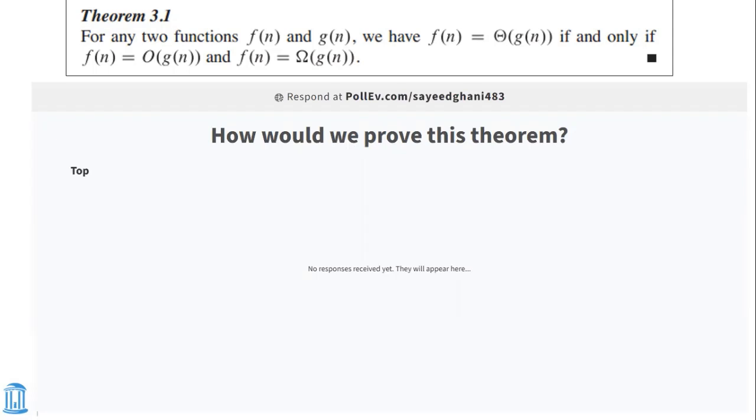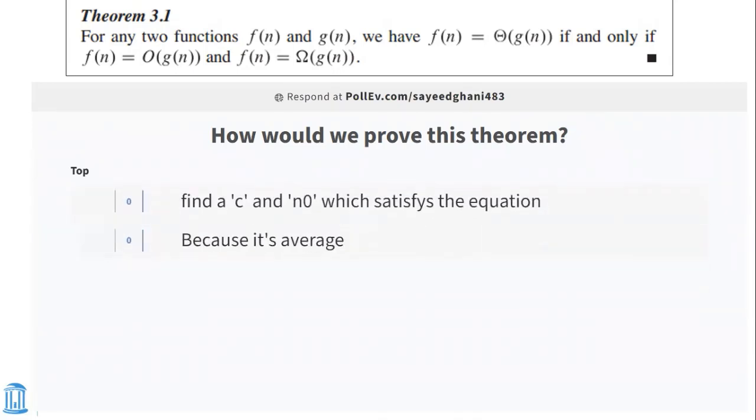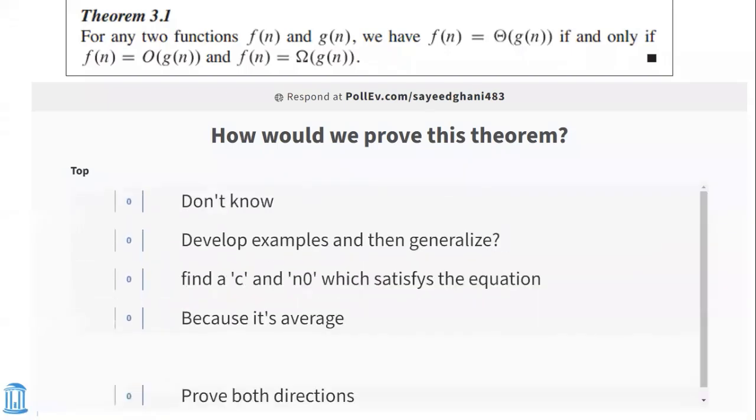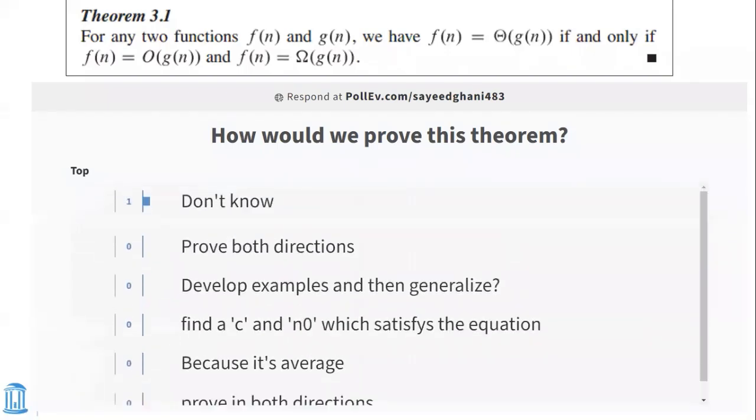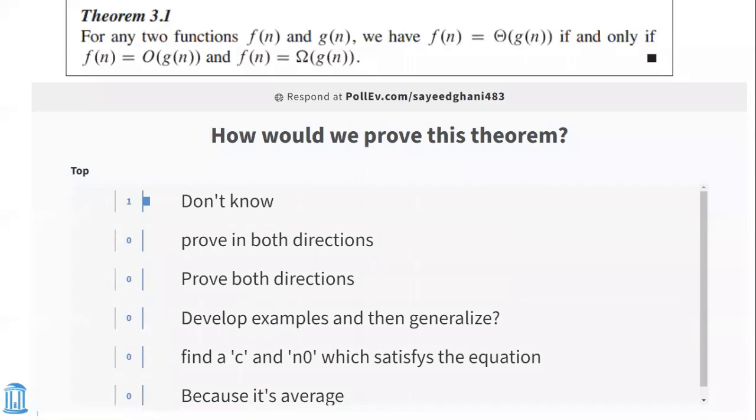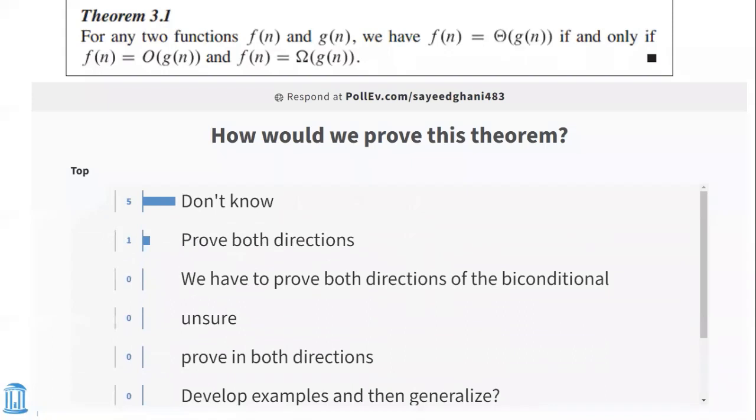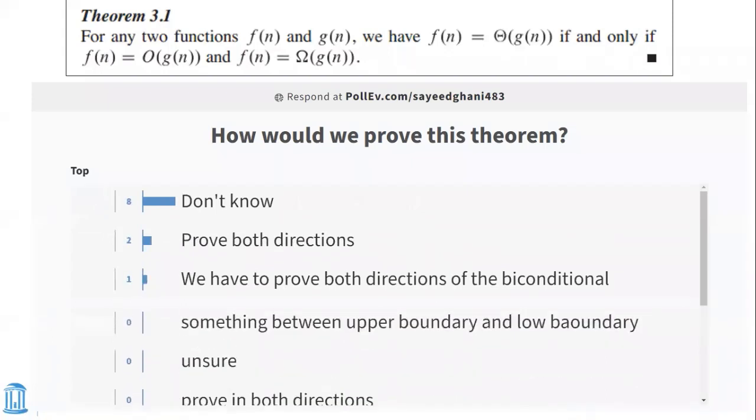I'd just like to get a feel from all of you: are you familiar with such proofs? Have you done proofs like this in the past? You can't really say because it's average, that's not a proof. A proof is very formal. For those of you who've taken more mathematical courses, you would know what a proof implies. Notice that it has something called if and only if. Somebody mentioned that you have to prove it in both directions. That's completely correct. But how would one go about doing it?